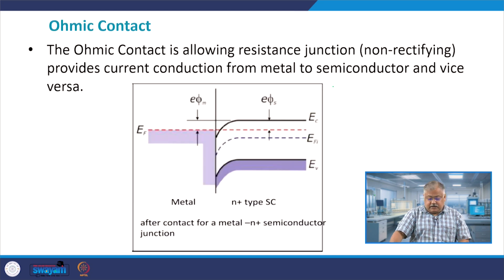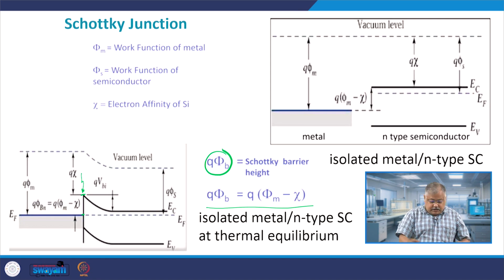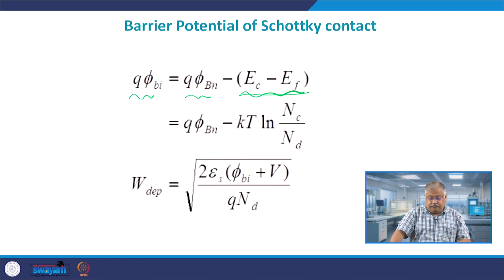What is EC minus EF? EC is this one, EC minus this, plus this will give you this. That is what is written in this next statement here. So, q phi Bn minus EC minus EF will give you q phi B.